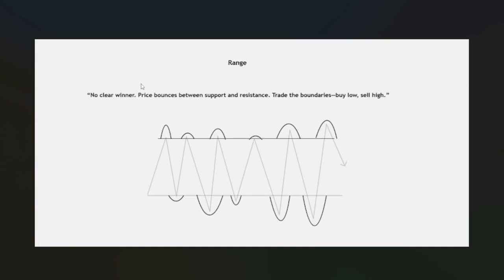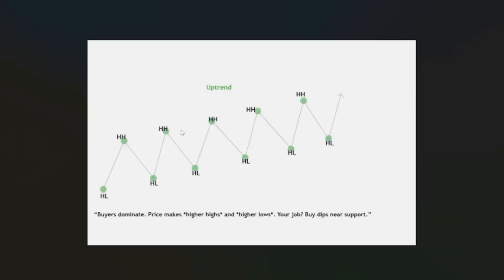In a range, we don't have a clear winner, price just bounces between support and resistance. This is our support zone, this is our resistance zone, and range is a pretty big theme. I will explain it also in the next video.